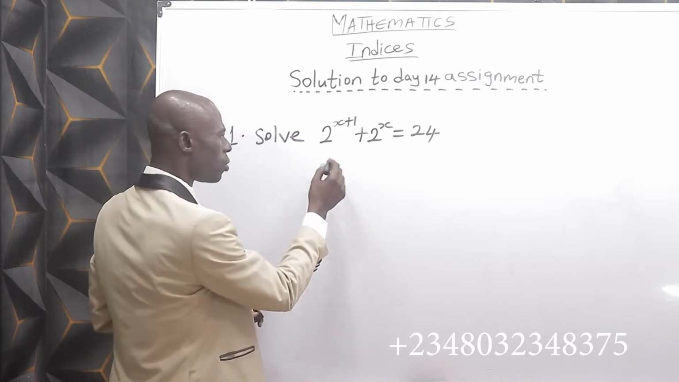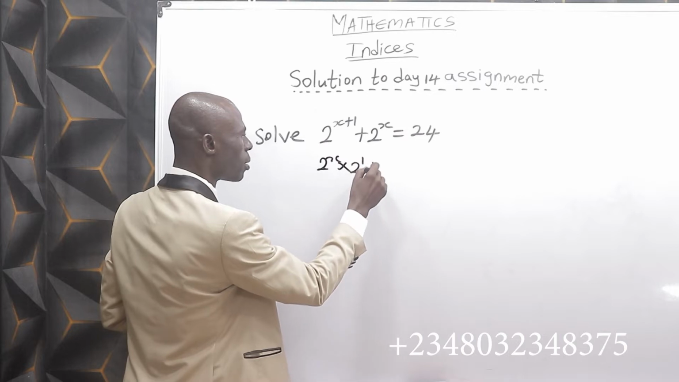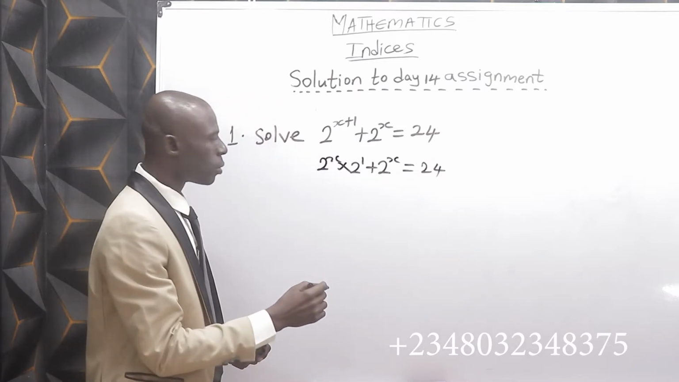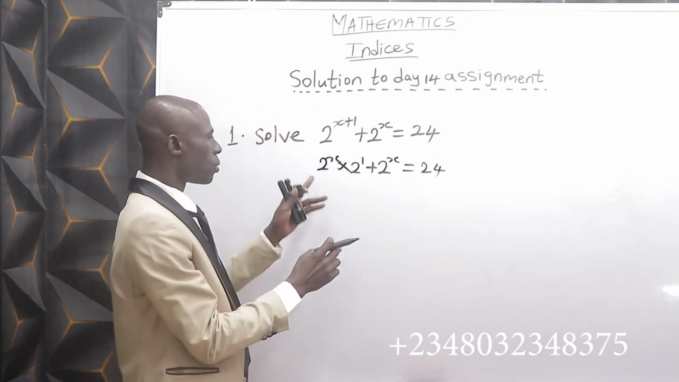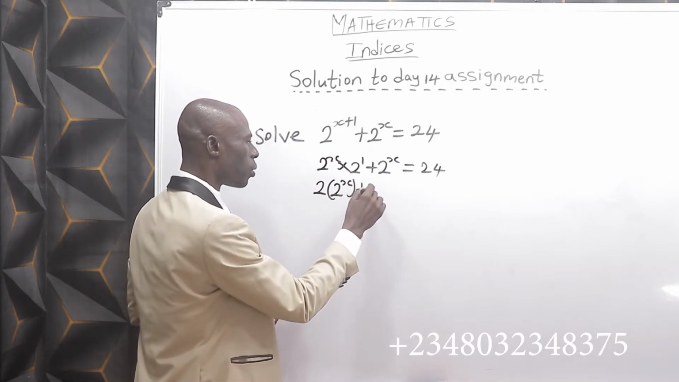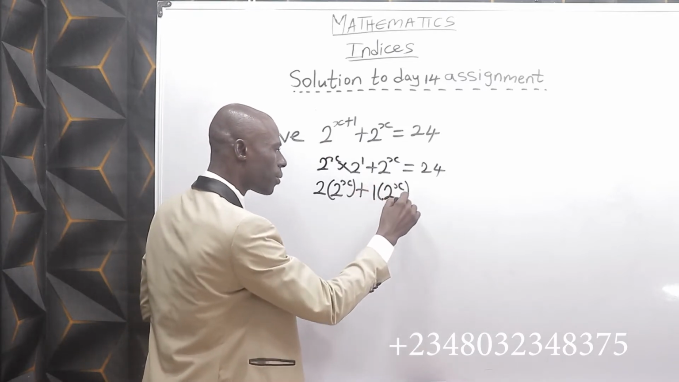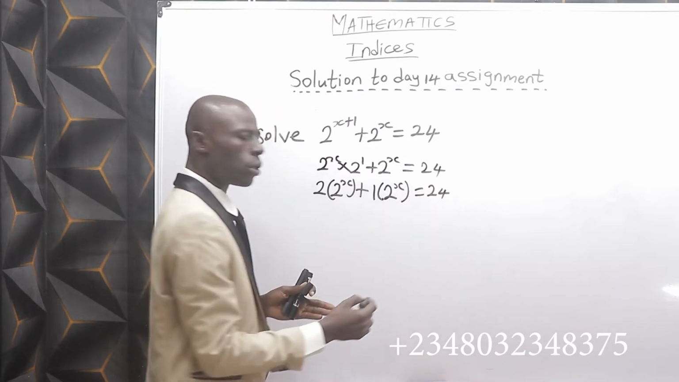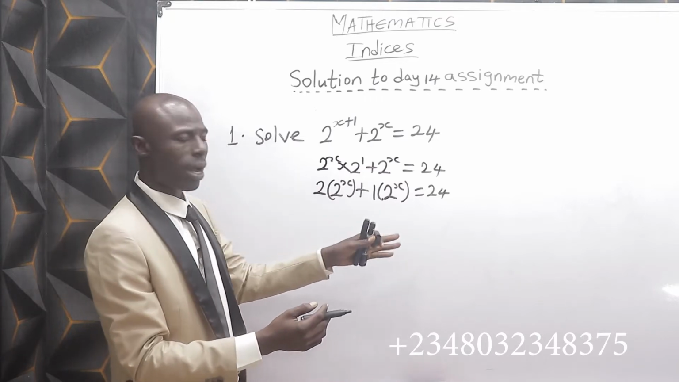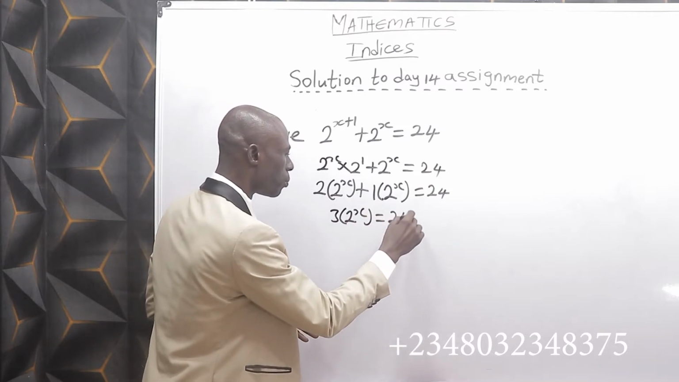When you have it this way, don't forget, you rewrite as 2 raised to power x times 2 raised to power 1 plus 2 raised to power x, which is equal to 24. 2 raised to power 1 is 2 times 2 raised to power x. That gives us 2 into 2 raised to power x plus 2 raised to power x, which could be rewritten as 1 into 2 raised to power x, equal to 24. So look at this as 2 into 2 raised to power x plus 1 into 2 raised to power x, which gives us 3 into 2 raised to power x, which is equal to 24.